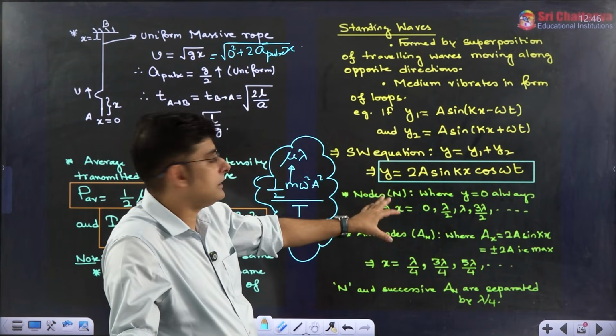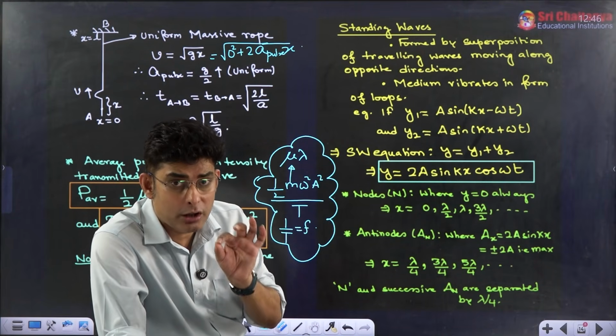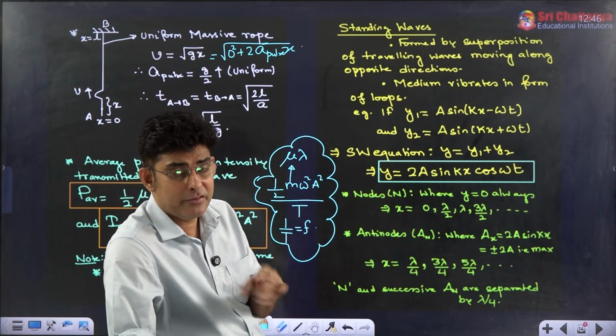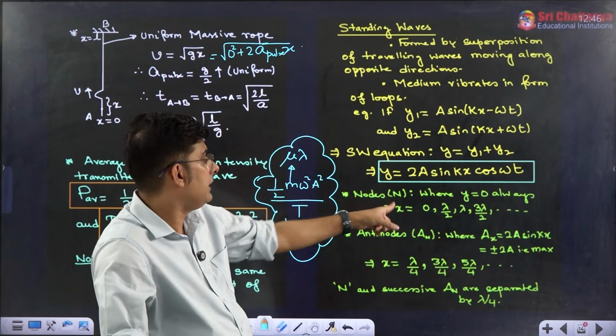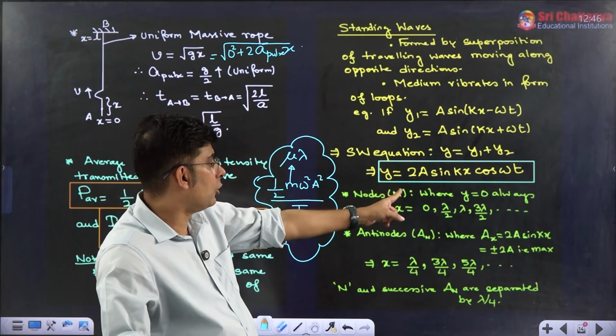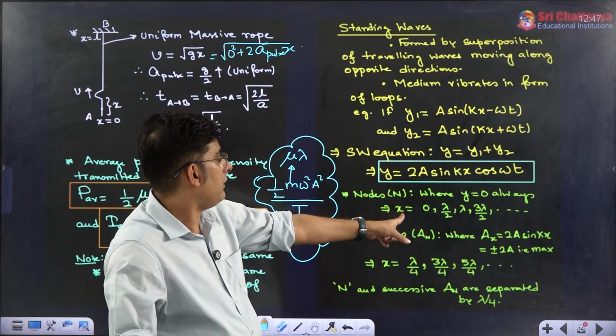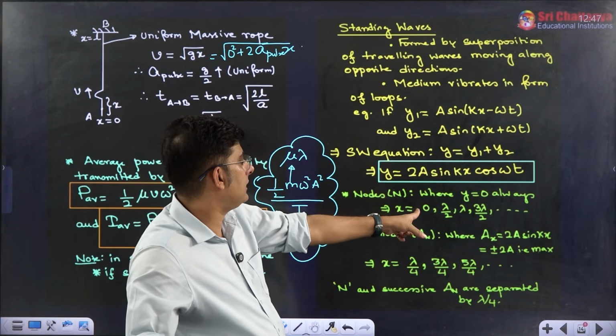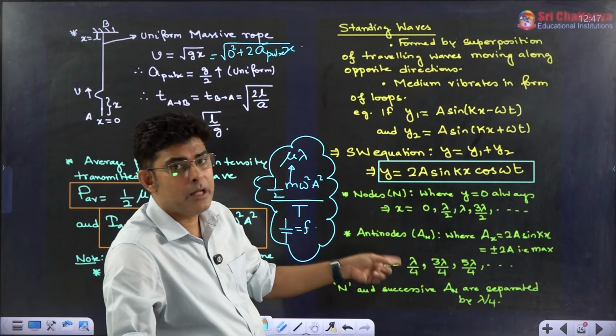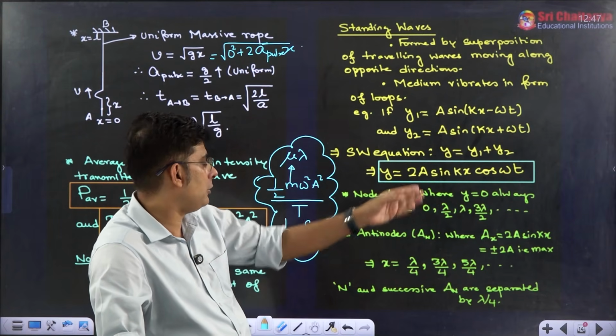So there are certain points, nodes, which I said will always be at rest, unlike traveling waves. All points in traveling waves vibrate, here nodes do not vibrate. So nodes are where y, or disturbance, is always 0. So if you put y equals 0, you get the positions of x as 0, lambda by 2, lambda, 3 lambda by 2 and so on.